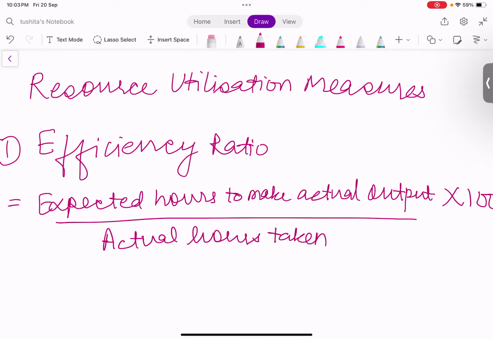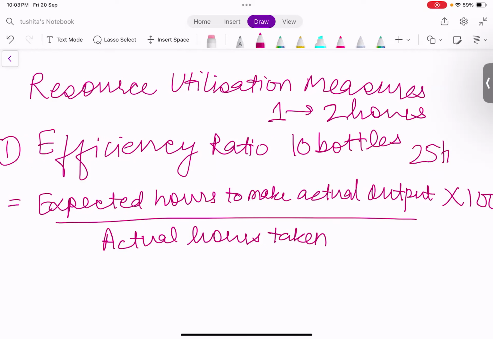So let's suppose in an example, let's suppose I am working towards making water bottles. So one water bottle according to the standard should take me 2 hours to make. In reality, I have made 10 bottles and my actual time taken is, let's suppose, 25 hours.